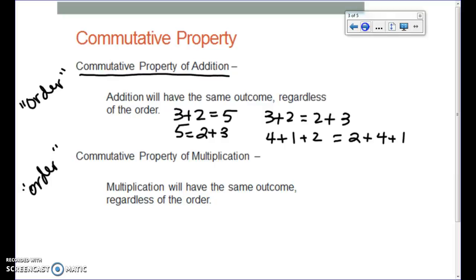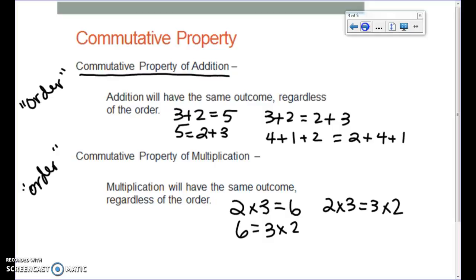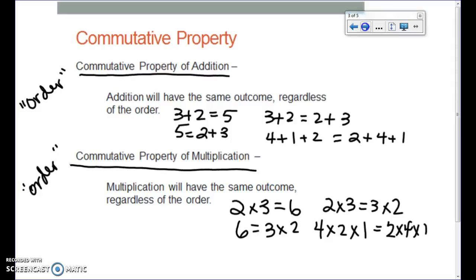For instance, 2 times 3 is 6, and I know 6 is also equal to 3 times 2. Well, if 6 is 2 times 3 and it's equal to 3 times 2, then I know that 2 times 3 must equal 3 times 2. That's how the commutative property of multiplication works. It doesn't matter what order you multiply things in, you'll have the same product. And it works with more than one as well. 4 times 2 times 1 is the same as 2 times 4 times 1. I can switch that order around and I'll still have the same product. So the commutative property has to do with order. That's a good word to remember.